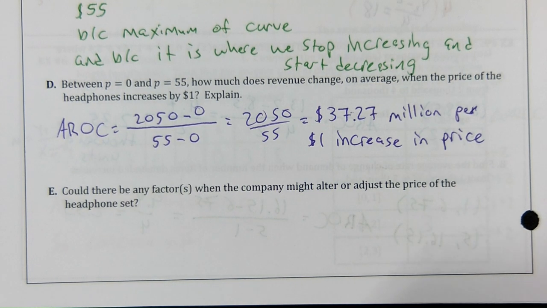So yeah, we've got an average rate of change. No, I said it right the first time. The average rate of change is $37.27 million per every $1 increase in price. That's crazy. That's revenue. That's the change in revenue from free headphones to headphones that are $55. So here's what it's saying.